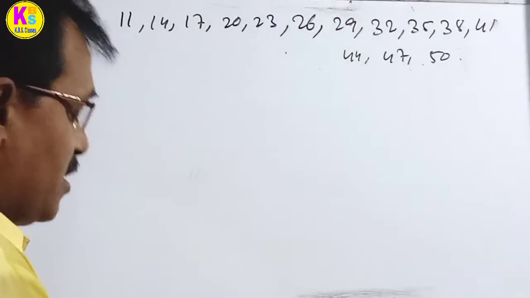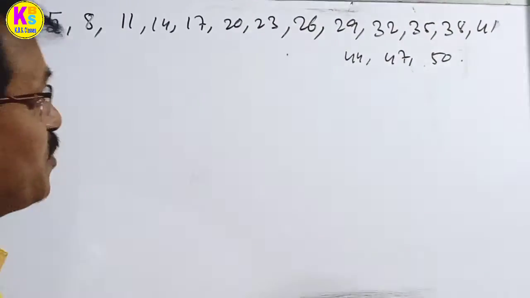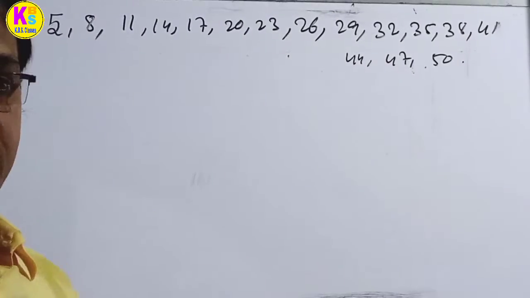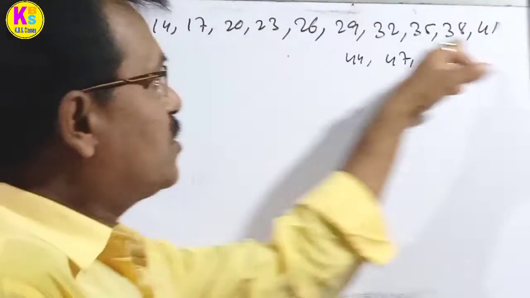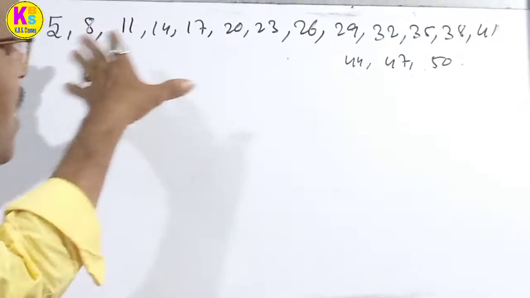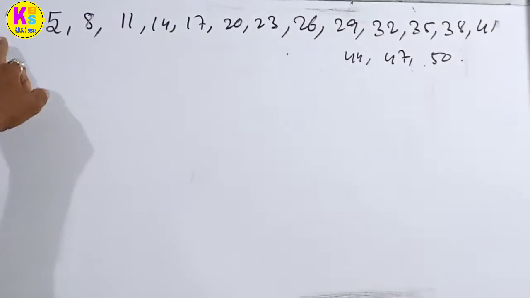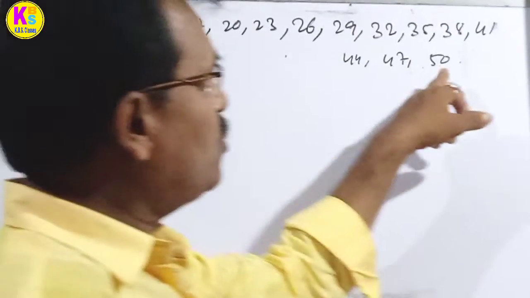Take another simple example to make your concept clear. Here I have written all the terms in a series, which starts from 2 and ends at 50.